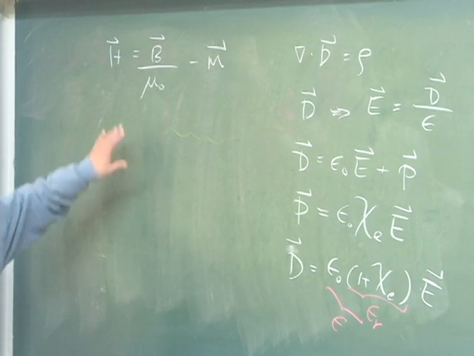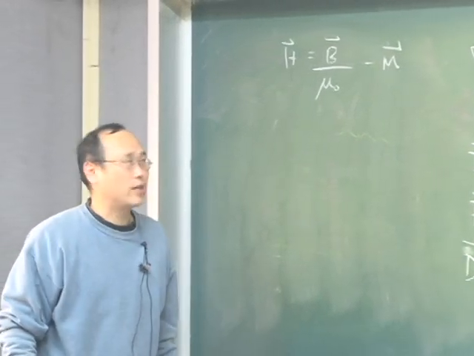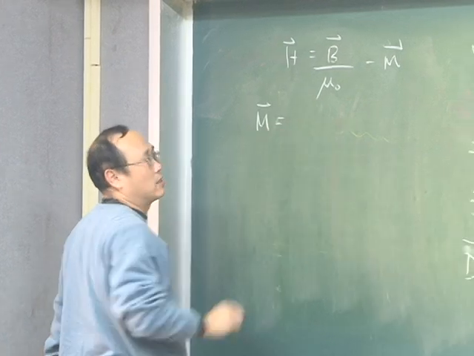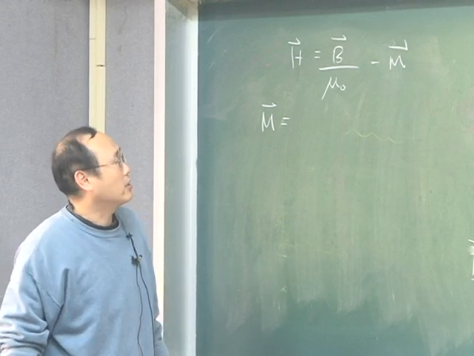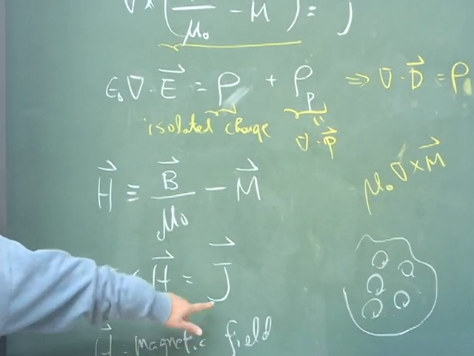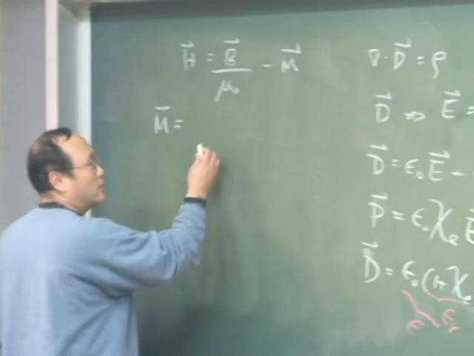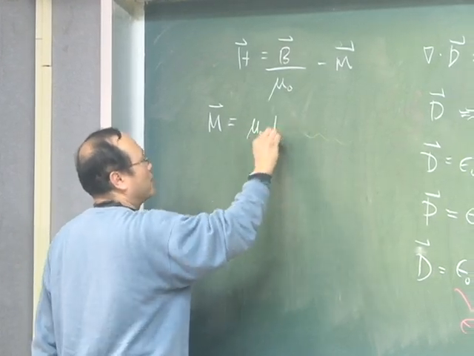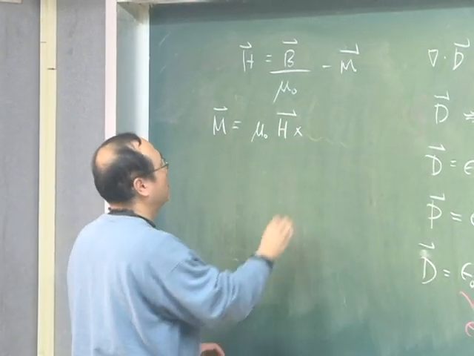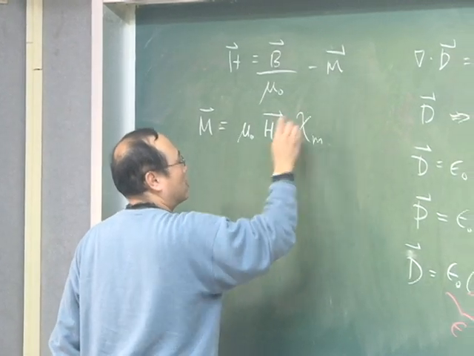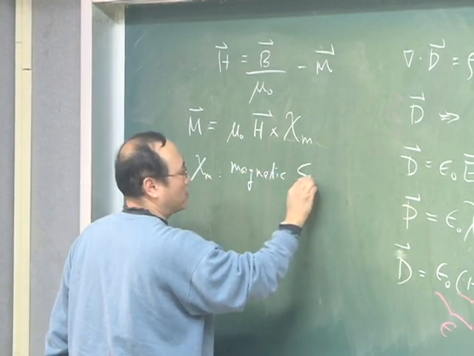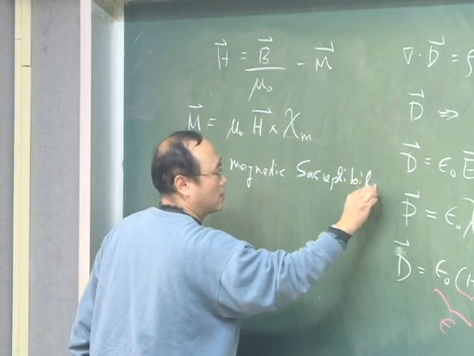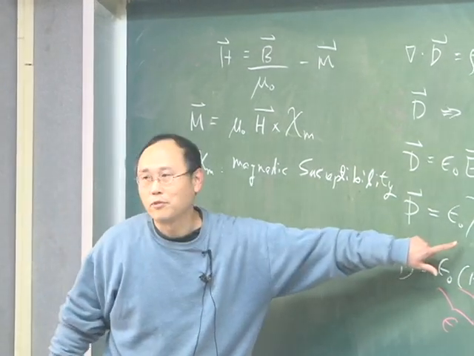Okay. And for the magnetic field, we also adopt the same approach, because M, in most cases, is proportional to the external current, and the external current is proportional to H. If I have an isolated current, H is proportional to it. So this M in the linear regime can be expressed as mu naught H multiplied with a magnetic susceptibility. This chi m is called magnetic susceptibility. Just like this one, which we call electric susceptibility.